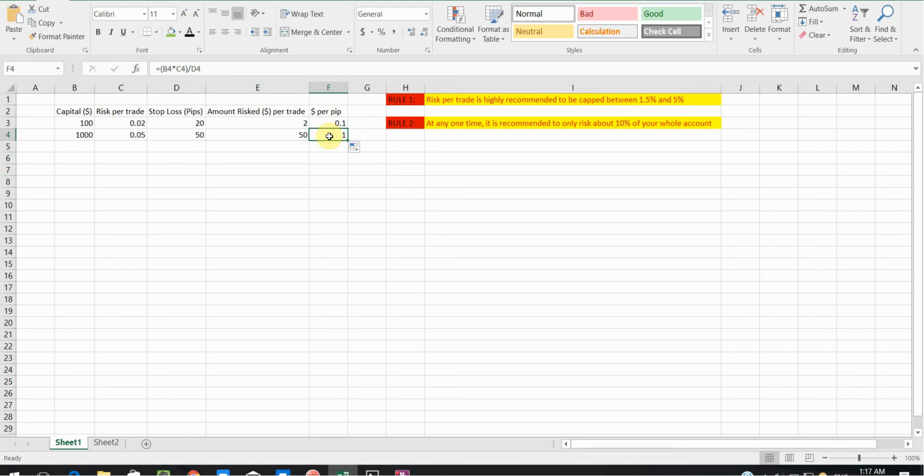Yes, and there's a rule number 2. And this is equally important as rule number 1. Because at any one time, it is only recommended to risk about 10% of your whole account. So let's say if you respect rule number 1 but not rule number 2, you can also blow your account by taking multiple trades which expose you to high risk.